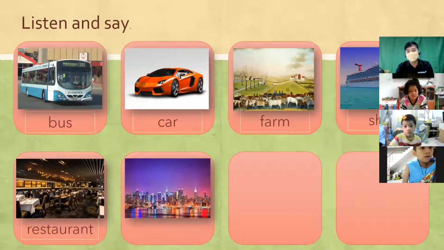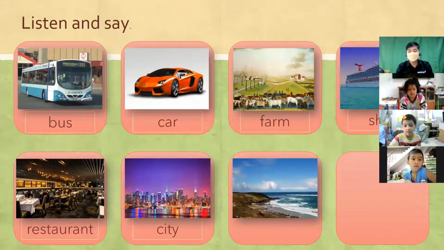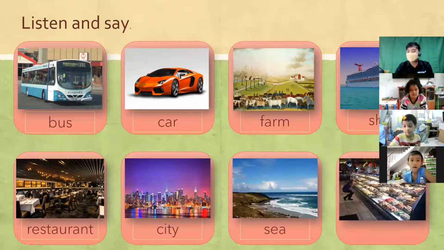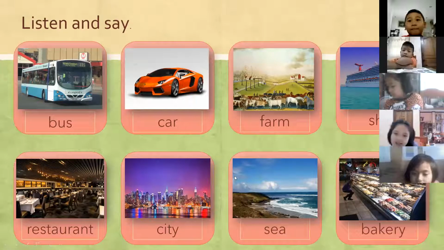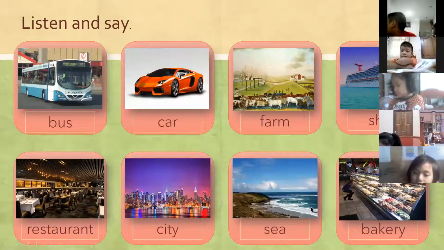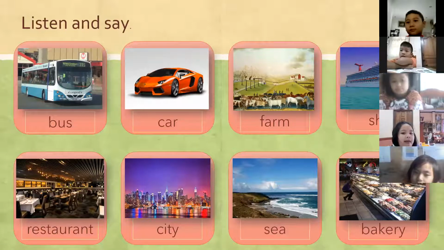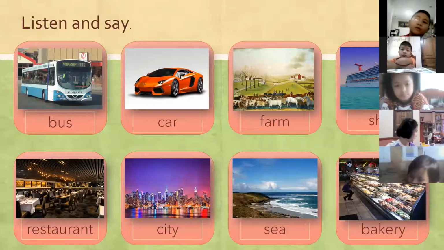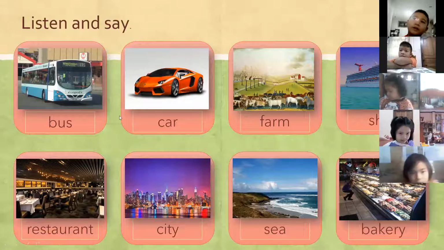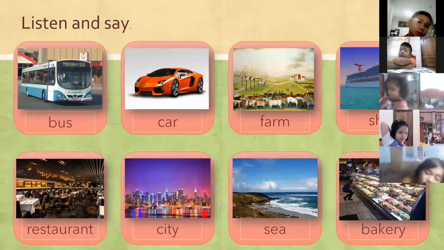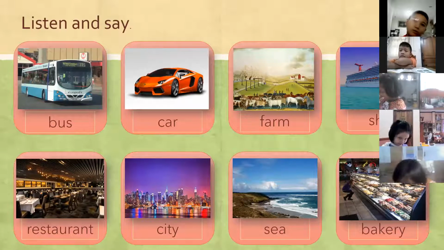And we have also this one. City. And the last one we have, bakery. So we have 1, 2, 3, 4, 5, 6, 7, 8. How many? 8. We have 8 vocabulary words: bus, car, farm, ship, restaurant, city, sea, and bakery.